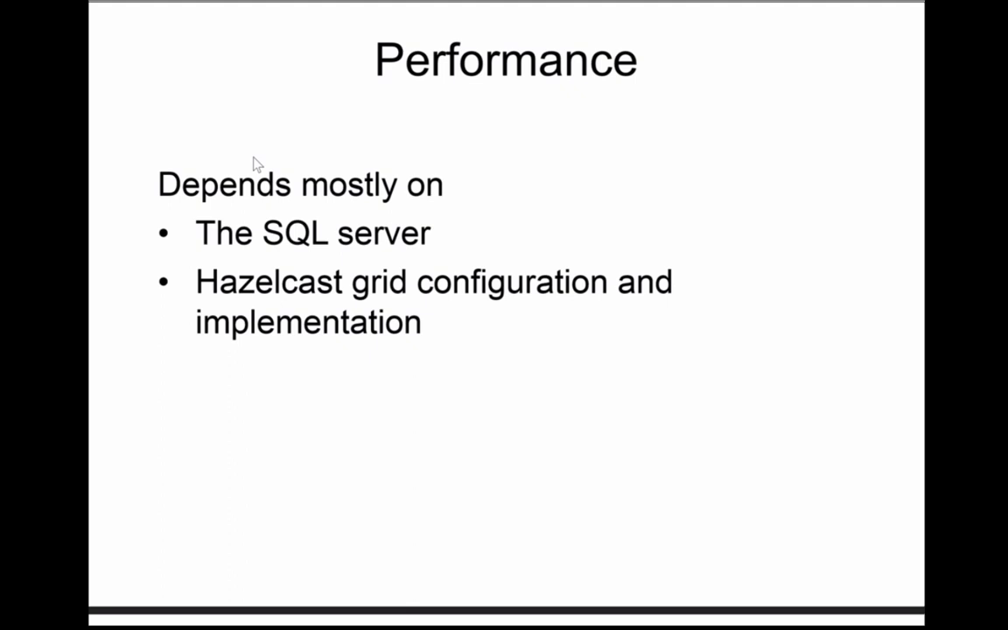We have seen load speeds exceeding 1 million rows per second when we use the plain concurrent hash maps as a backing store. But as always, your mileage may vary, and I guess the most important factor is how you have configured and implemented your Hazelcast grid.